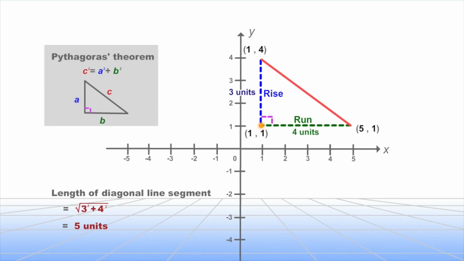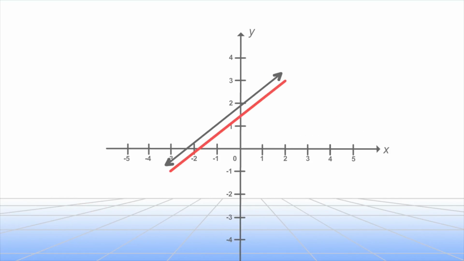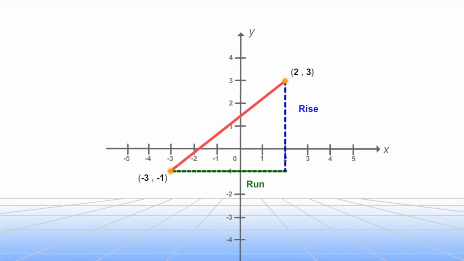Let us try to find the length of another diagonal line segment. Coordinates of the endpoints are -3, -1, and 2, 3. Like in the previous example, we will construct a right-angled triangle from the two endpoints of the line segment. Let us draw a vertical line from one endpoint of the line segment and a horizontal line from the other endpoint of the line segment.